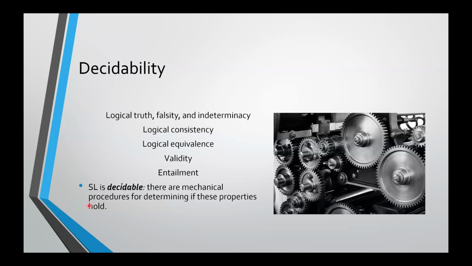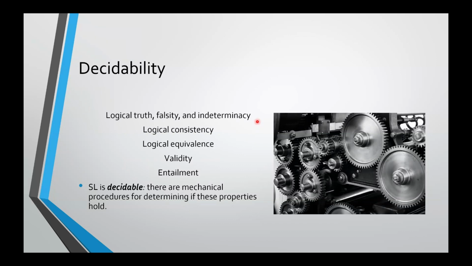And that then provides this. It means that SL is decidable. So you may remember these concepts from earlier on, right? Logical truth, falsity, and indeterminacy, consistency, equivalence, validity, entailment. Because of truth tables and then a couple of other procedures, we have algorithms for determining whether these properties hold for SL, which is a really valuable property to have for SL. You know, most logical systems you don't have this, so this is really really good.